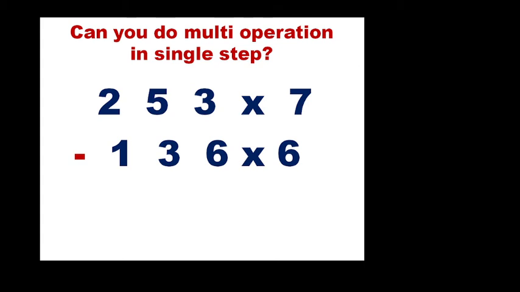Two sevens are 14. 1 6 are 6. Subtract 6 from 14. Answer is 8. You should not write 8. You have to write 0 8. Put 0 big, 8 small. 0 big, 8 small. Now 5.